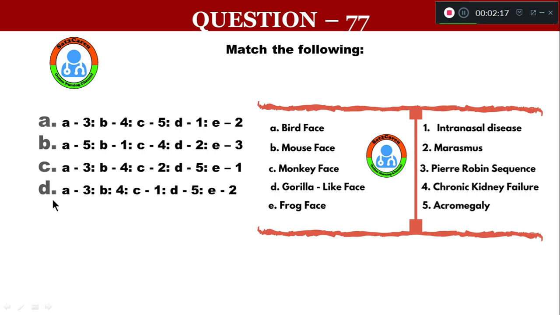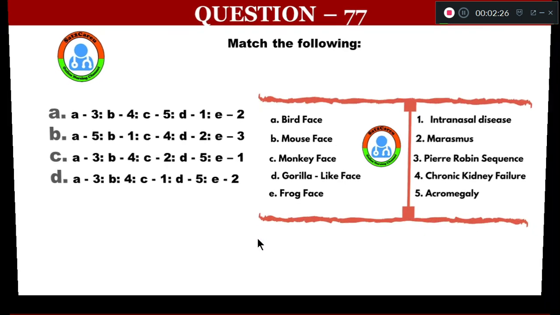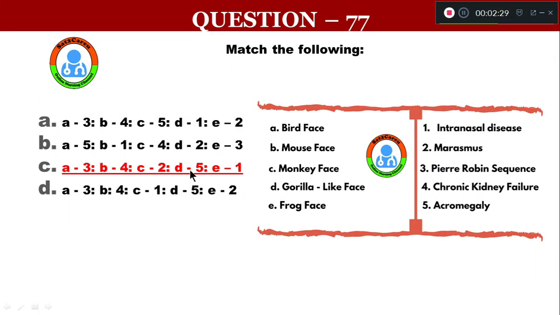So options are given here. Choose the right option which is matched correctly here. Now let's see the answer. So the answer for A, the bird's face, pyrorobin sequence is the right answer. For B, 4, that is chronic kidney failure, matched with the mouse face. And for monkey face, marasmus is the right pair. And for gorilla like face, acromegaly, and for frog face, intranasal disease. So option C is the right one here.